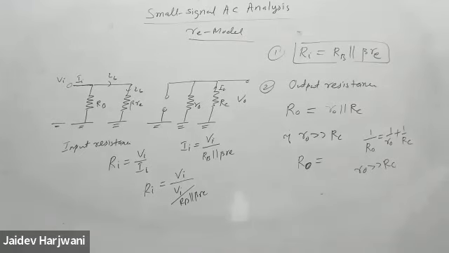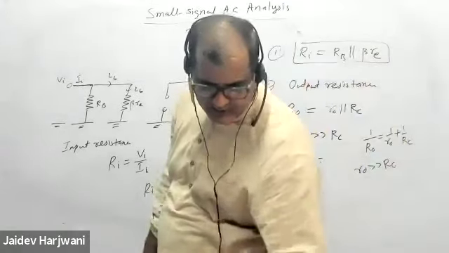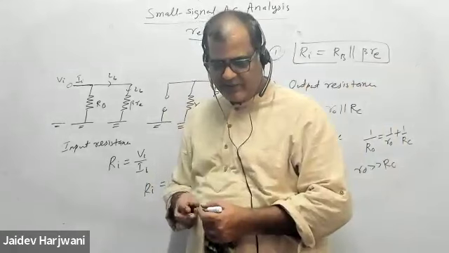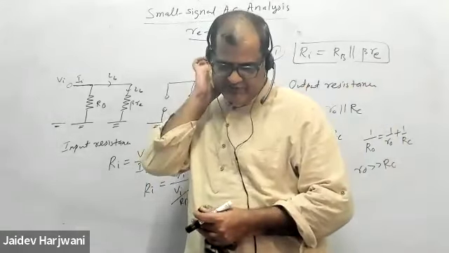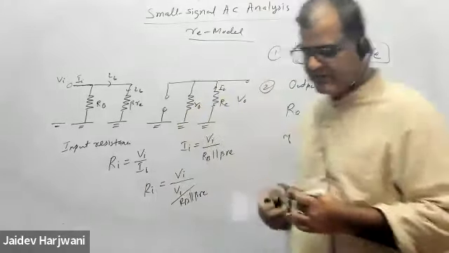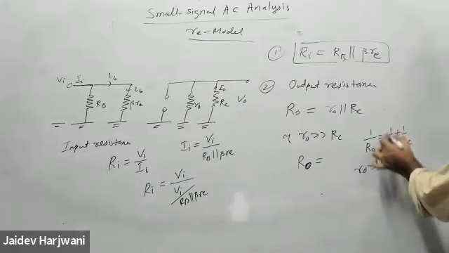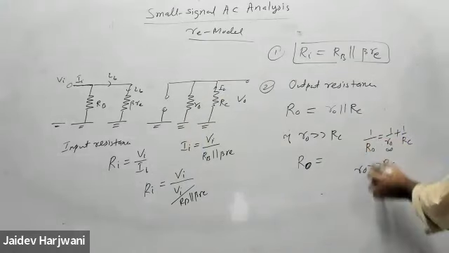In a parallel circuit, which resistor dominates, the small one or the bigger one? In parallel combination, which resistor dominates, small one or bigger one? Smaller one. So suppose this is infinite. It will be negligible, so this will be 0. So R output will be what?